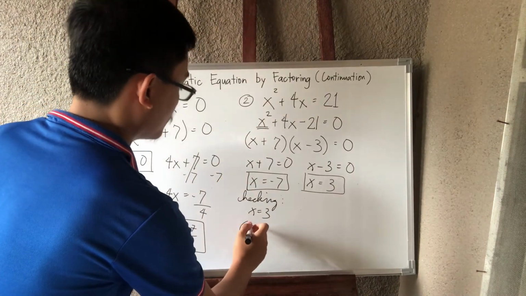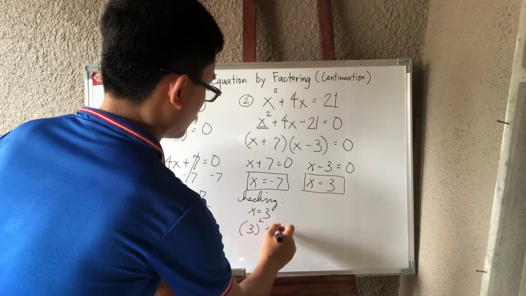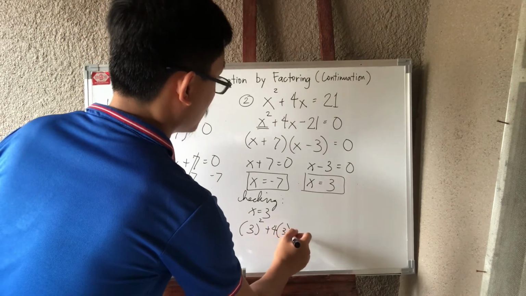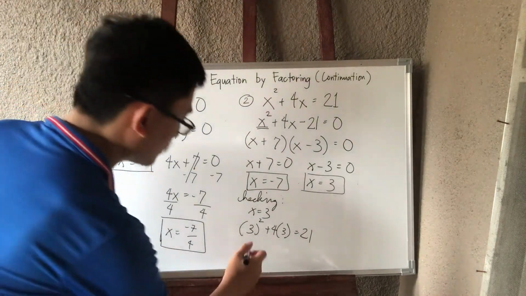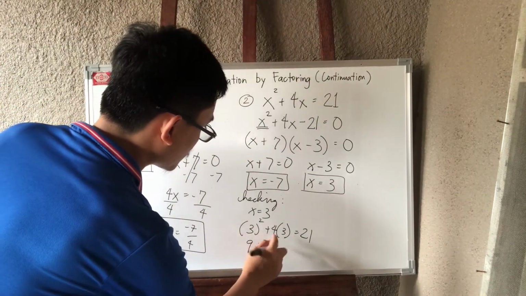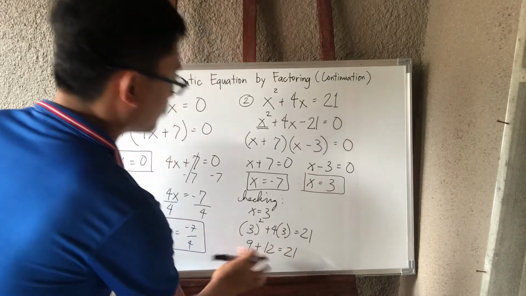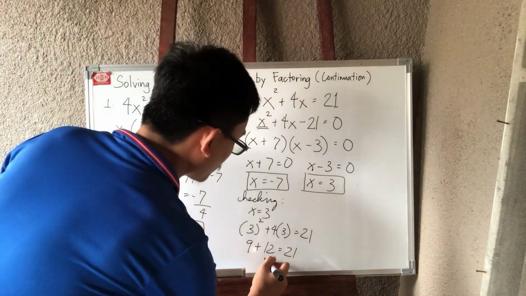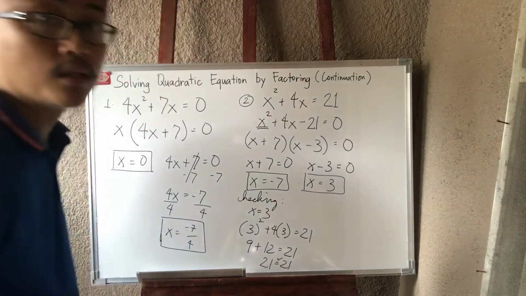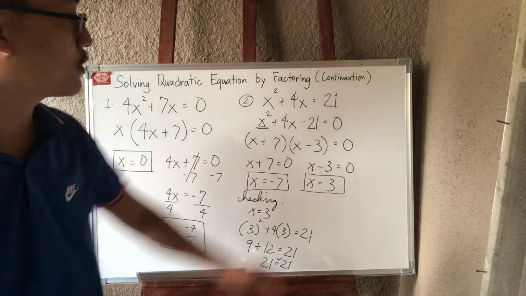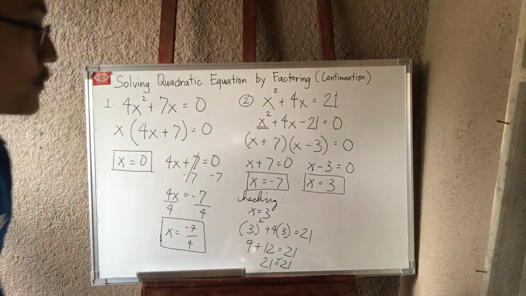So, you have x squared, so 3 squared plus 4 times 3 equals 21. 3 squared is 9 plus 4 times 3 is 12 equals 21. Then, 9 plus 12, of course, that is 21 equals 21. Ibig sabihin, tama yung solution. Okay. And of course, that is true with negative 7.